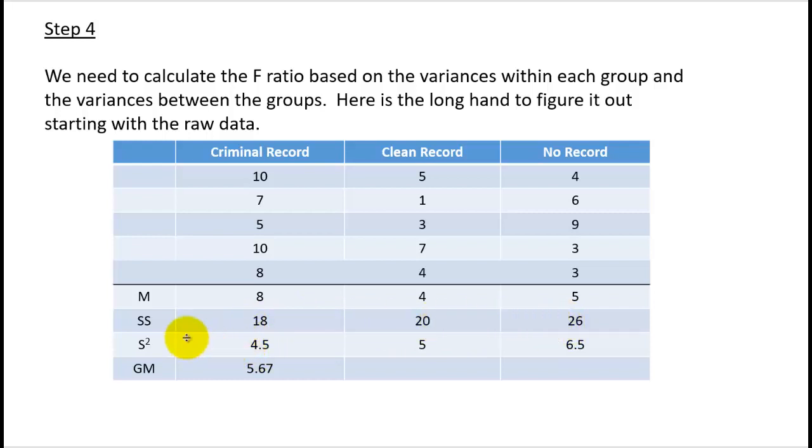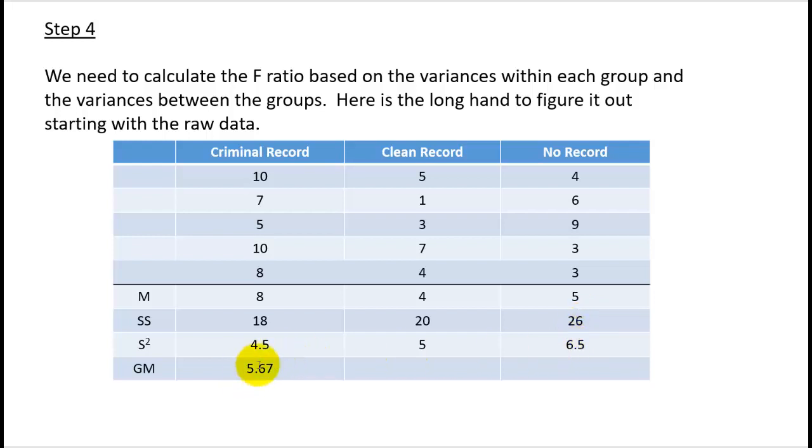In order to get the population variance, I took 18 and divided it by the degrees of freedom. So 18 divided by 4 is 4.5. Remember, the only step between sum of squares and variance is dividing it by the degrees of freedom. The clean record group, 20 divided by the degrees of freedom. There are 4 degrees of freedom. 20 divided by 4 is 5. Same thing for the no record group. 26 was the sum of squares. 26 divided by 4, which is the degrees of freedom for that group, equals 6.5.